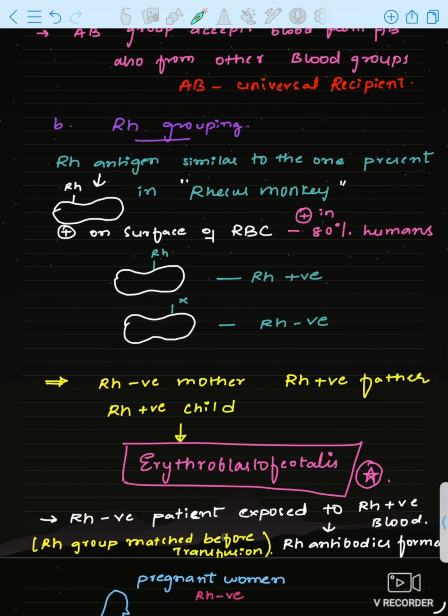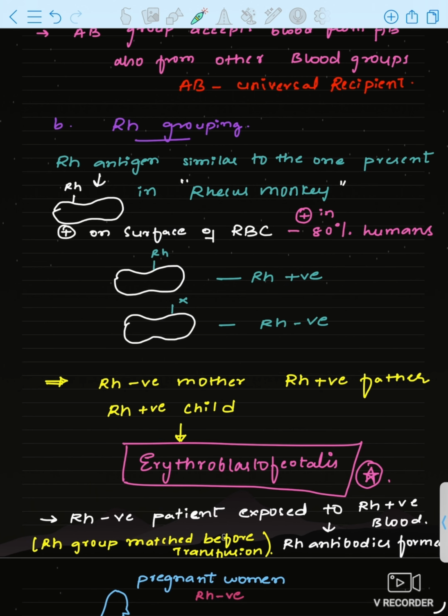Okay. See, if Rh antigen is present on the surface of the RBC, then it is Rh positive. And Rh positive is there in about 80% of humans. Out of 100% of humans, 80% of people are Rh positive. Okay, see, on the RBC if Rh is there, positive; if not there, negative.